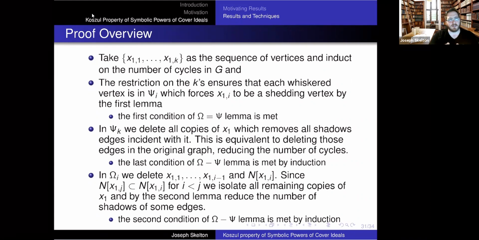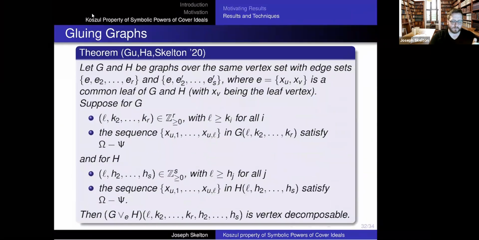Because of that, whenever you delete the neighbors of x1i, you isolate all the remaining copies of x1, effectively removing it from the graph, from the original graph, meaning you reduce the number of cycles, so by induction. Then, that's essentially how that proof works.